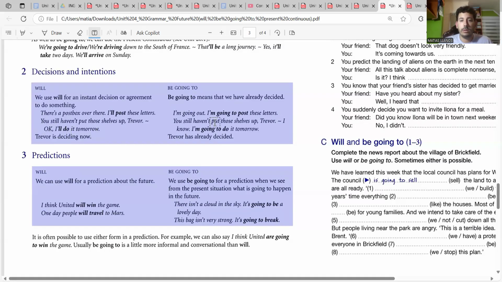And be going to, it means it has been decided. So I'm going out, I'm going to post this letter. It means that he's gonna do it. He's already doing it in his mind, you know? He decided to do it. And for the first one with will, he's deciding to do it.